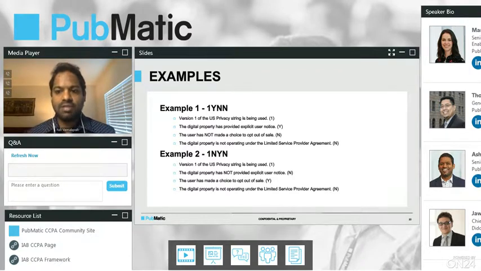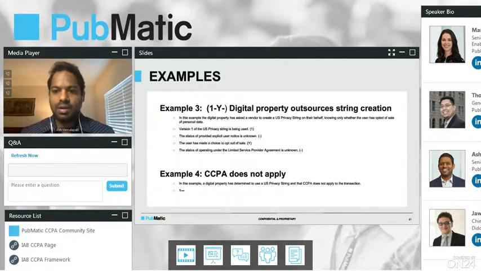In this case, the user did not provide explicit notice, but by some mechanism it has been identified that the user has opted out, and the publisher is still not part of LSPA. That's example two. Example three, in this case, the signal said we don't know whether the publisher has provided explicit notice or not, but the user has opted out of sale, and we don't know whether they're part of LSPA. Actually, for example three, the information is sufficient for PubMatic to drop that request because the user has explicitly opted out of sale.